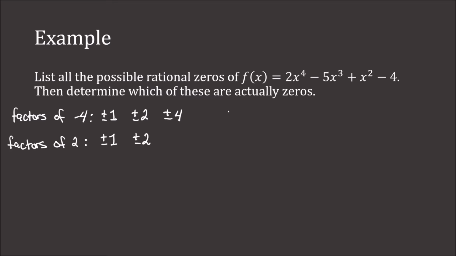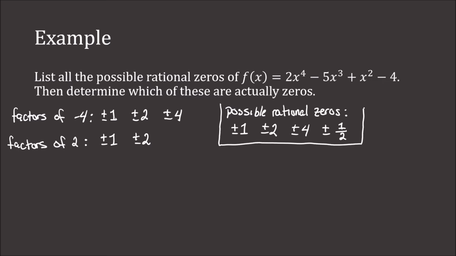So all of our possible rational zeros are p over q. So we have plus or minus 1 over 1, plus or minus 2 over 1, plus or minus 4 over 1. Then we have plus or minus 1 over 2, plus or minus 2 over 2, which is just 1, plus or minus 4 over 2, which just gives us 2. So here are all of our possible rational zeros. We have 8 of them.